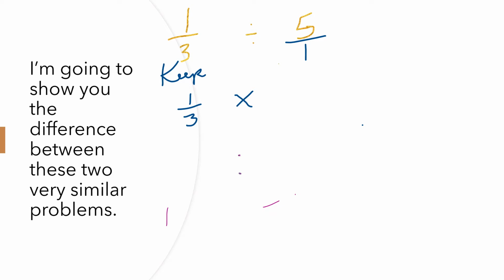So 5/1, we're going to flip it to what's called its reciprocal, and we're going to write it as 1/5. So now we just multiply, that's it. 1 times 1 is 1, 3 times 5 is 15, and we get 1/15.